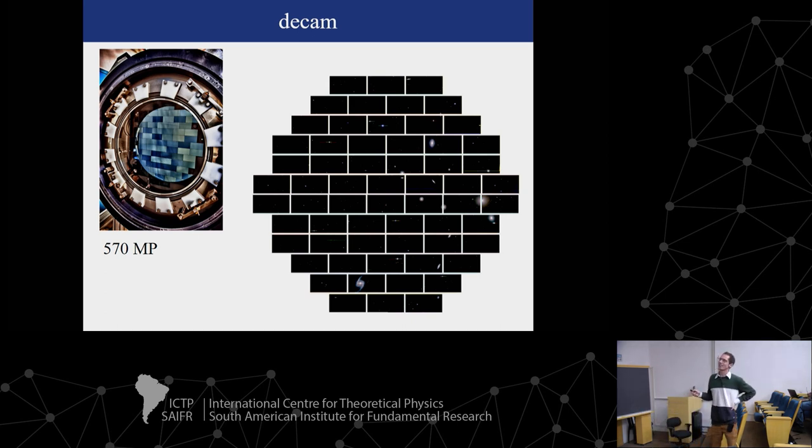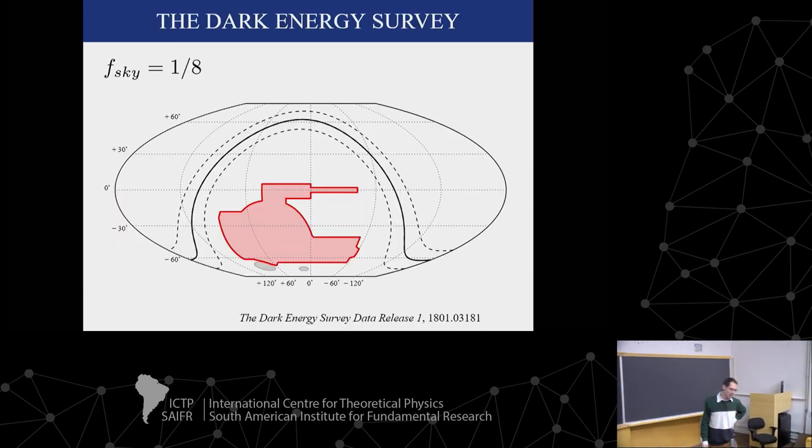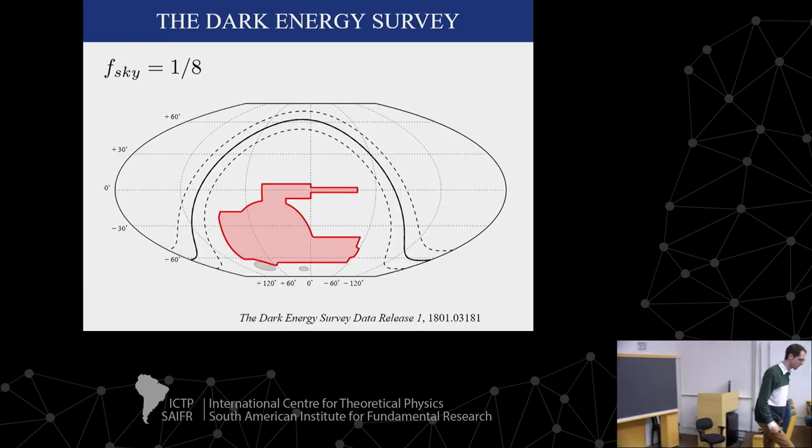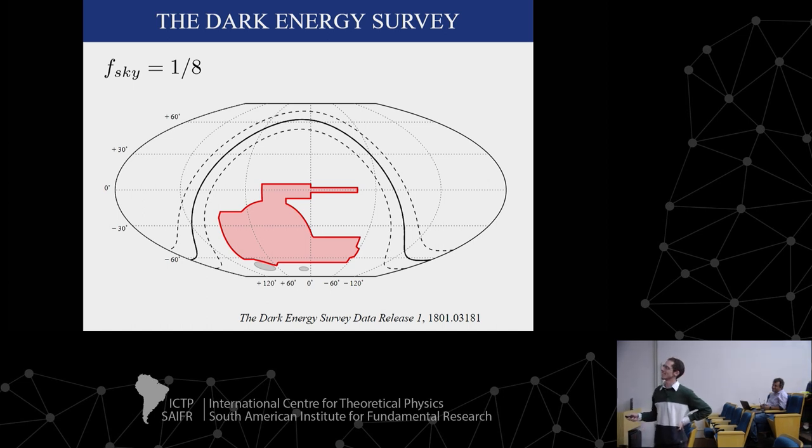The DECam, the Dark Energy Camera, is a 570 megapixel camera. We have these nice images. And it maps 1/8 of the sky with this nice footprint that resembles a tank, a war tank. Yeah. Here are the Magellanic Clouds.